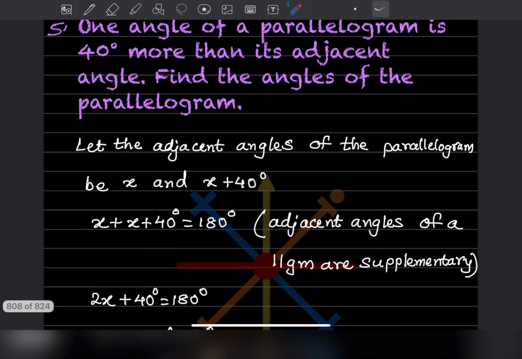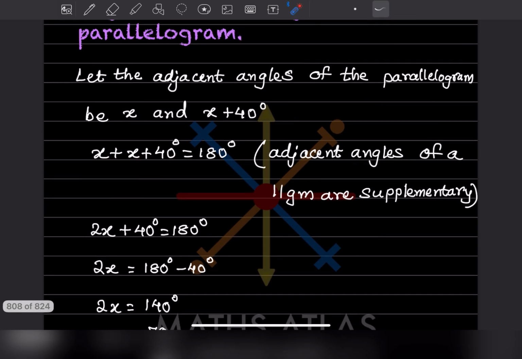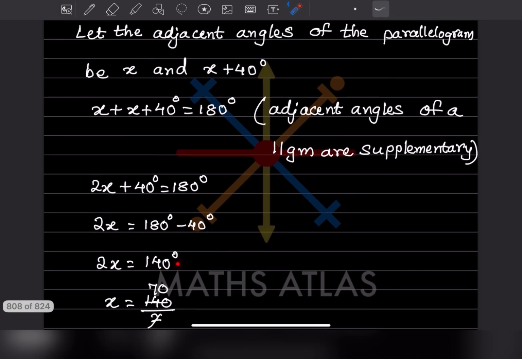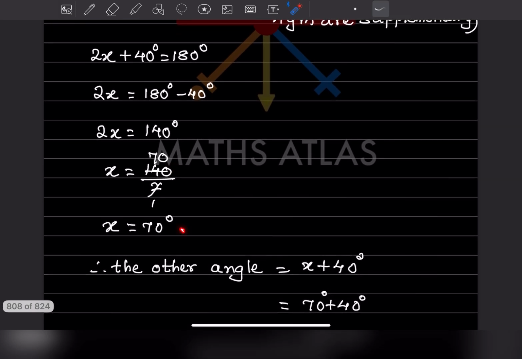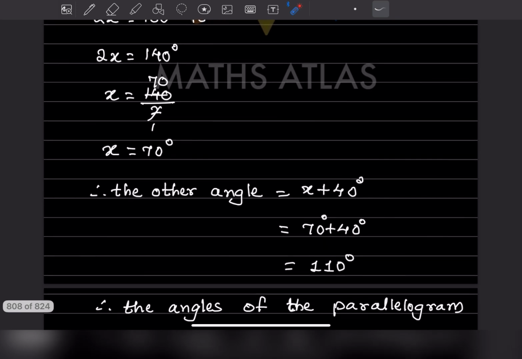So we will write 2x plus 40 is 180. So 2x will be 180 minus 40, so 2x will be 140. So x is going to be 70. So x is 70, and the other angle is going to be x plus 40, so that will be 70 plus 40, that will be 110.